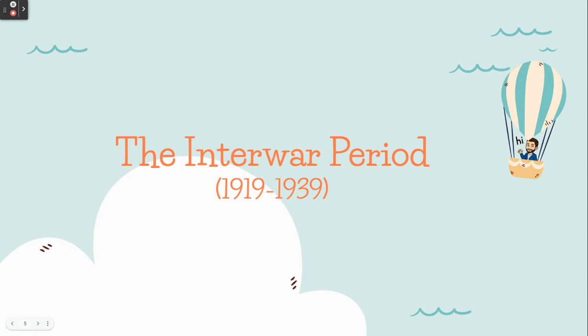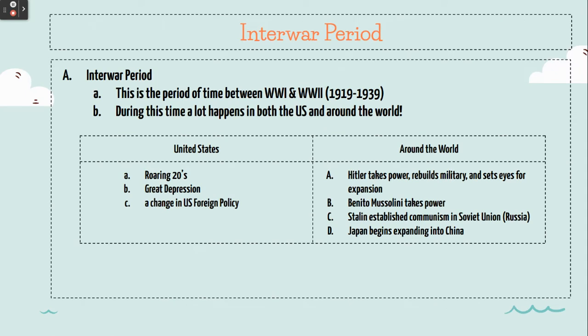Okay, let's talk about the interwar period. When I use the phrase interwar period, I am referring to the time between World War I and World War II. The past couple of weeks, we talked about post World War I in the US. We discussed the social unrest with the Red Scare and the Red Summer. We talked about the Roaring Twenties and the Great Depression.